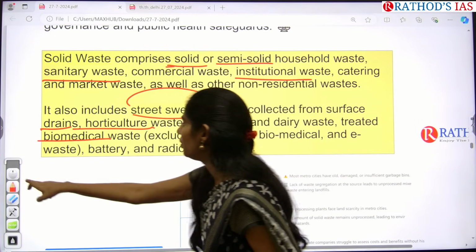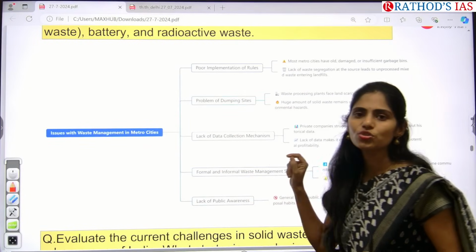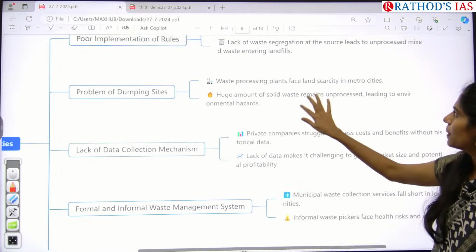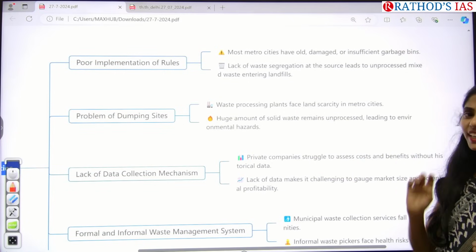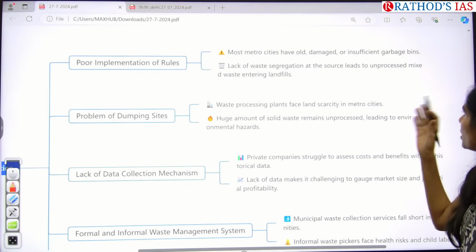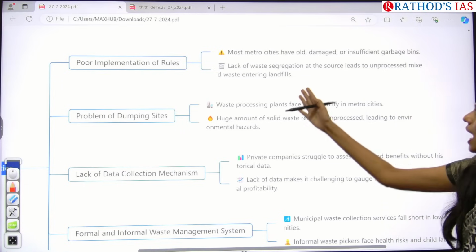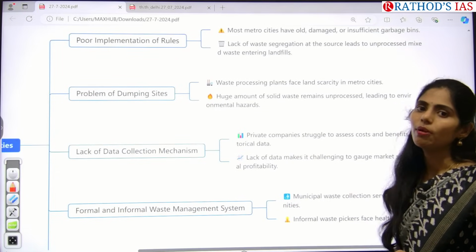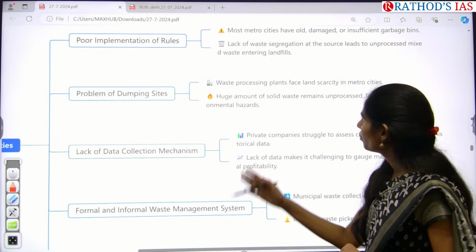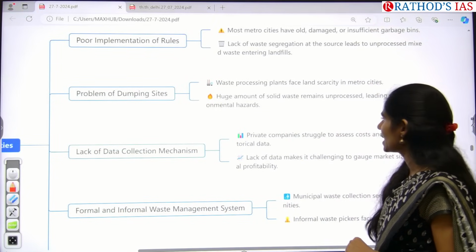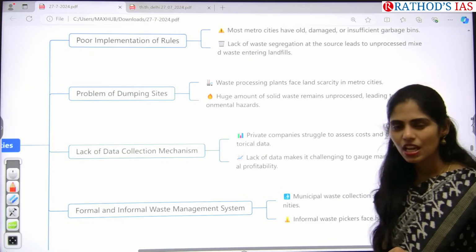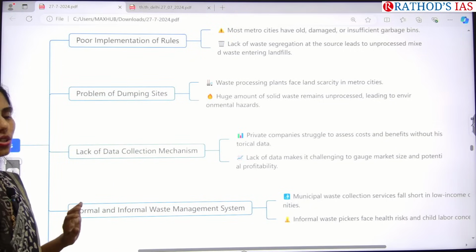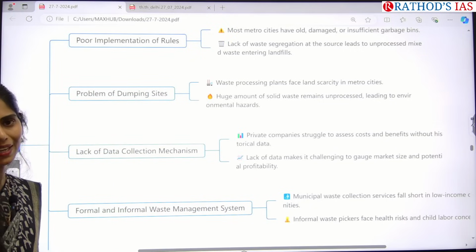If you see in this solid waste, what are the issues we are facing? There is no proper implementation of rules, especially in metro cities. They have very old, damaged or insufficient garbage bins, and there is also a lack of waste segregation, and even problems in the dumping sites and waste processing plants. They face land scarcity, especially in metro cities, because getting land is very difficult. And next, a large amount of solid waste remains unprocessed.